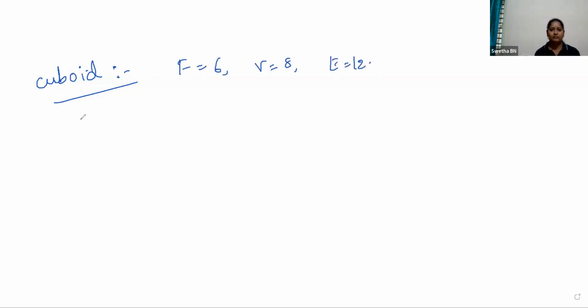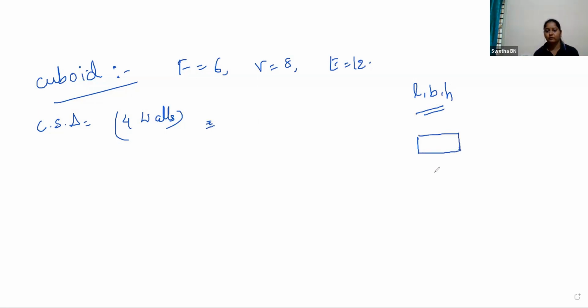Here, just look at the room and tell me. For curved surface area, we take 4 walls. Just see the opposite walls and tell me. You will measure length, breadth, and height. So look at the wall and tell me what you can measure here. It is length and it is breadth.